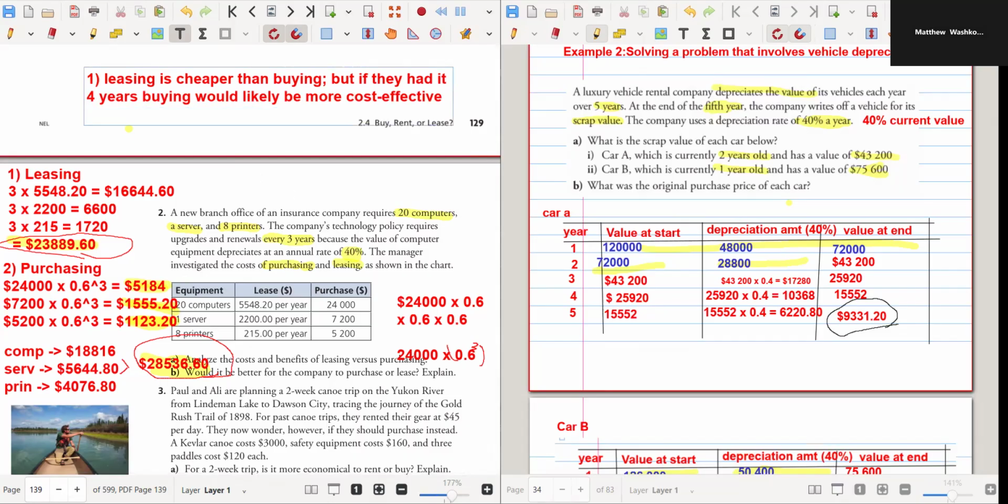Now for question B: would it be better for the company to purchase or lease, and explain? Well, what would you recommend? They said that we have to do every 3 years, and if that's the case, you probably want to lease in that case, right? Why? Simply because it's cheaper, and maybe there are different warranties or something. You don't have to maintain them as well, whatever it is. But point being, that's what that would be. So let me know if that helps.